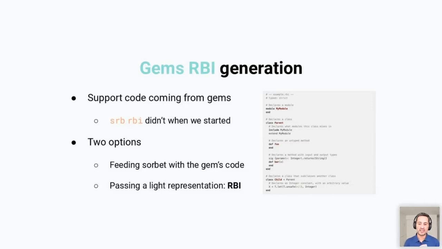But because our core monolith is so big, we have around 500 gem dependencies in our core monolith, including the transitive ones. So this ended up being something that we had to automate. So we built a tool that would take a gem's code and then generate a light representation from it as an RBI file.